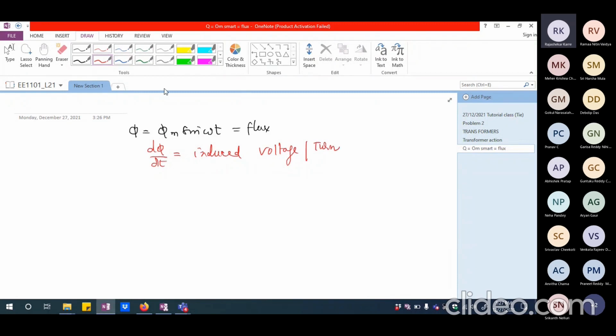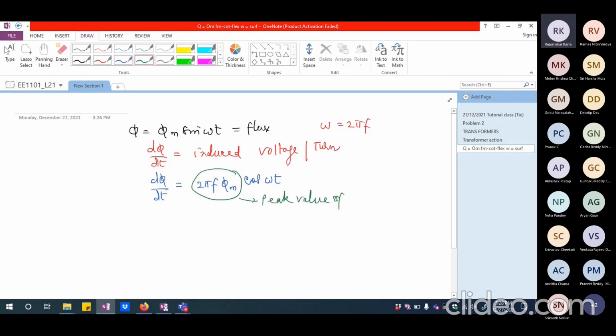So omega we know is 2 pi f. So I should be able to write this as d phi by dt equal to 2 pi f phi m, and sine omega t becomes cos omega t after differentiation. So this is going to be the induced EMF per turn. This is the peak value of voltage per turn.